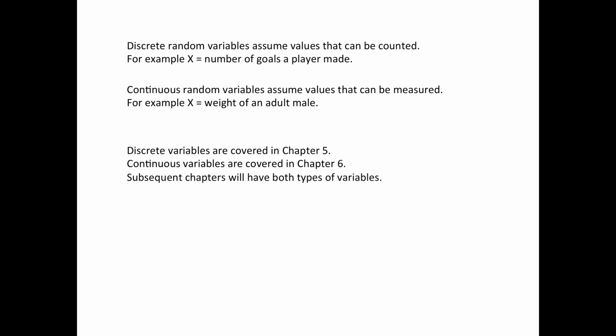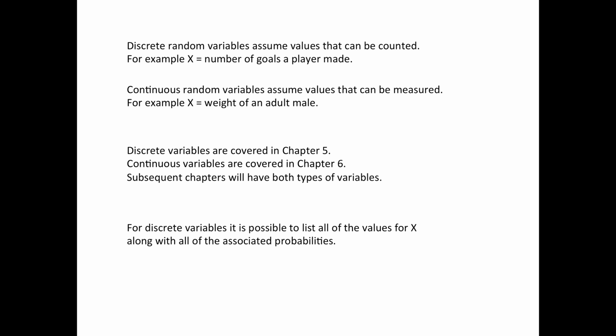So chapter 5 is going to be dealing with discrete random variables. Chapter 6 with continuous random variables. Then from chapter 7 and on, we're going to have some of each. Some will be discrete, some will be continuous.